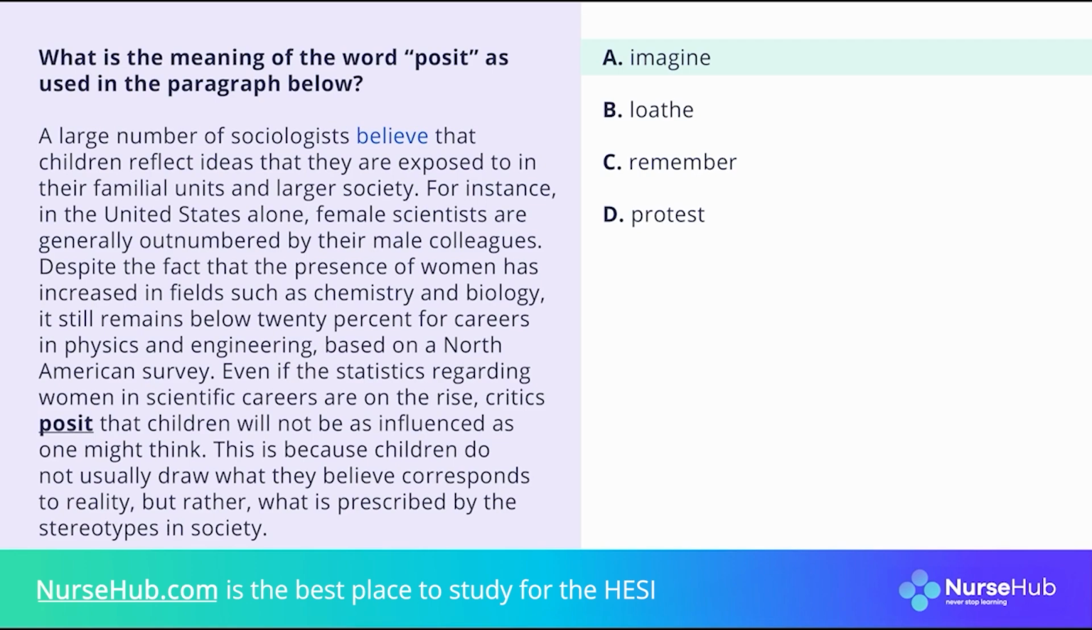So if you replace the word imagine in this sentence, it makes sense. So critics imagine that children will not be as influenced as one might think. Boom, makes sense. Loathe means to hate, and it doesn't make sense in context. They don't hate this idea. Additionally, there's nothing that critics are remembering here. This is an assumption that they're making about the data at hand. And finally, y'all, there's nothing that scientists or the author in this paragraph are protesting or objecting to.